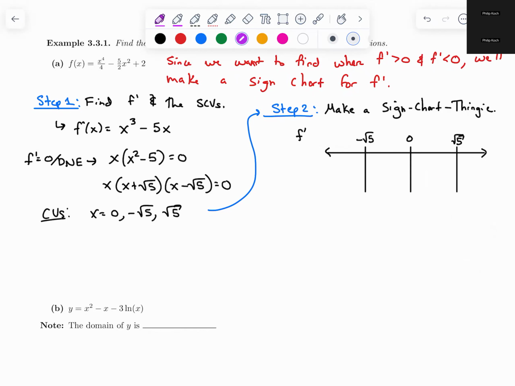Then I will plug in x equals, okay, what's the number less than negative square root 5? You can always use your calculator to get an approximation. Square root 5 is roughly 2.2-ish. So negative 3 would be fine, but you can do negative 30. You can do negative 3,000 if you want to, but negative 3 is fine enough. Then x equals negative 1, x equals 1, and x equals 3.